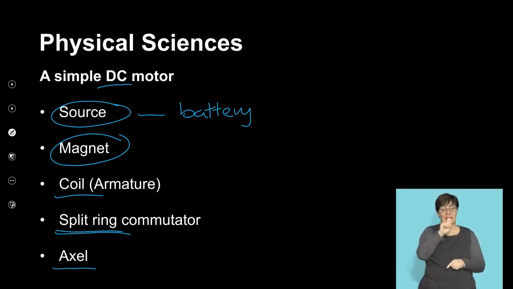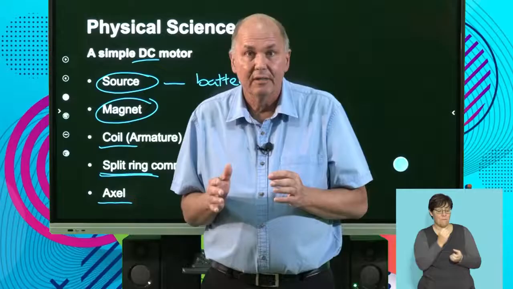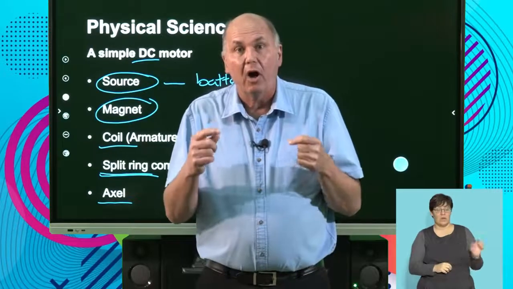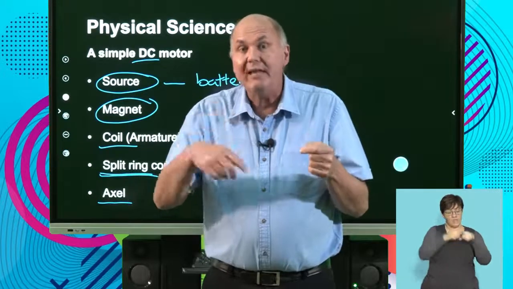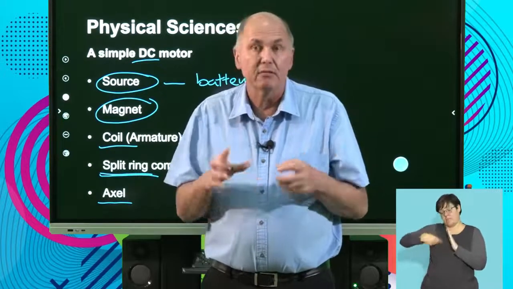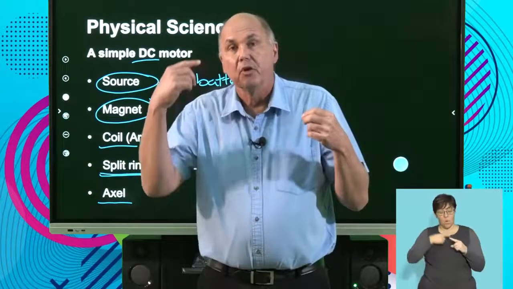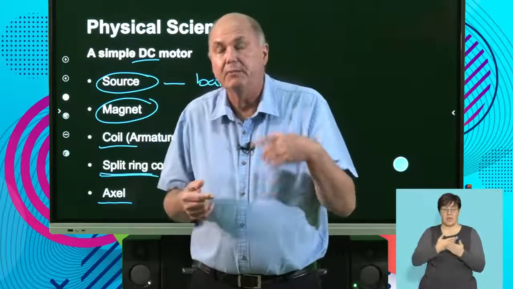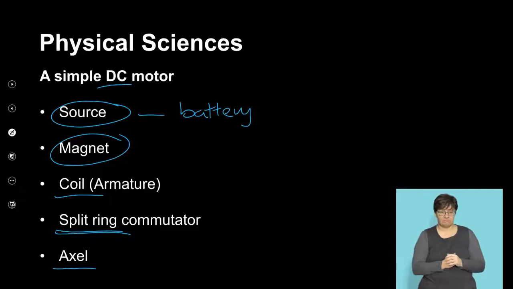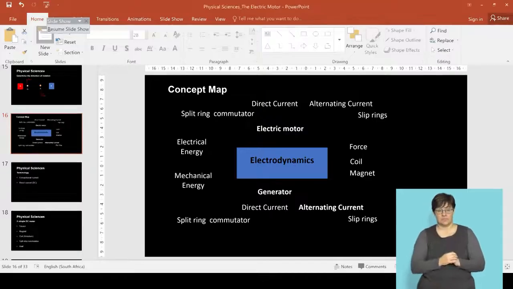Now, guys, the axle is often not shown, but we know that the armature has to rest on an axle for it to spin around. So the coil must be free to spin, must be free to move. Let's take each of those components and let's have a look at an example. So I want to look at a simulation.